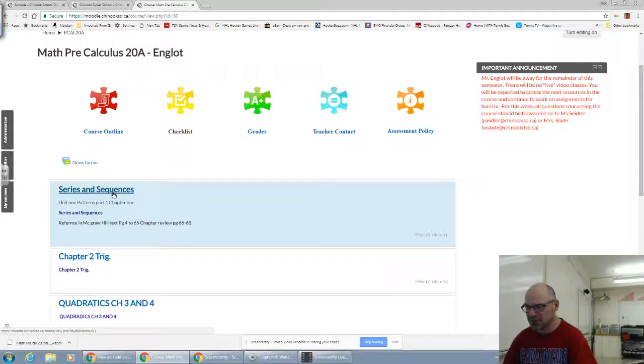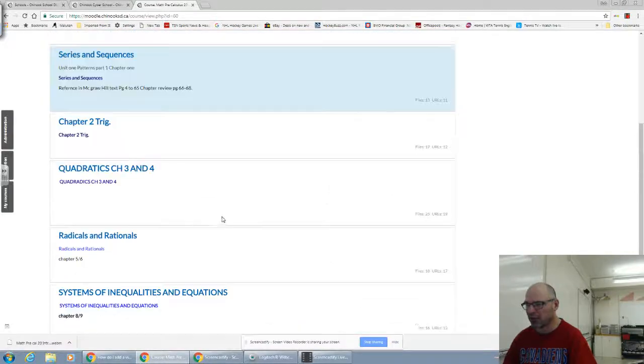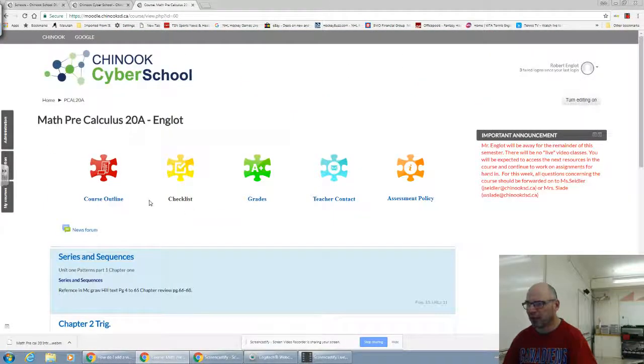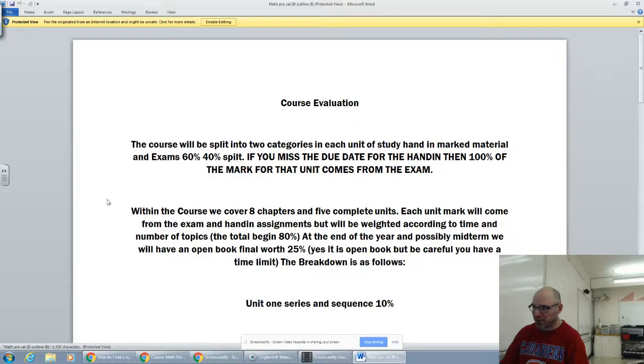Okay, so we got series and sequence. So the blue part will be the one that we are presently on. So this will look like a little bit to you. If you click on the course outline, which is where we'll start, it'll open up a Word document that goes through what's in the course, pardon me. So the course will be split into two categories, 60% on exam and 40% on a hand-in. If you miss that hand-in or hand-ins, depending on what we're doing, it will be 100% of the exam mark only, which is not the best way to go.